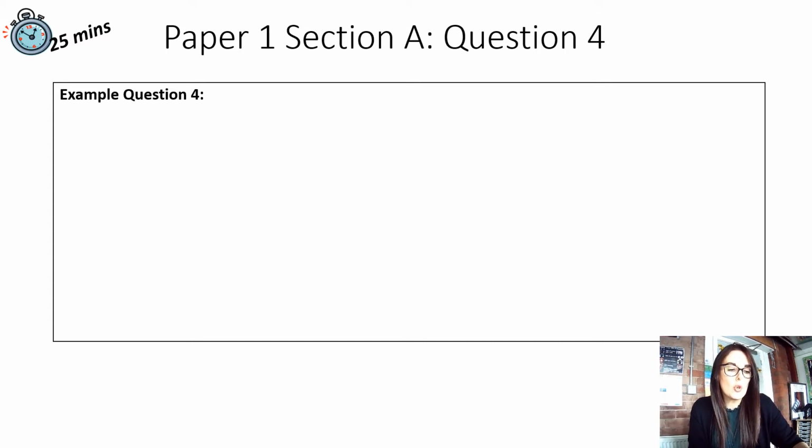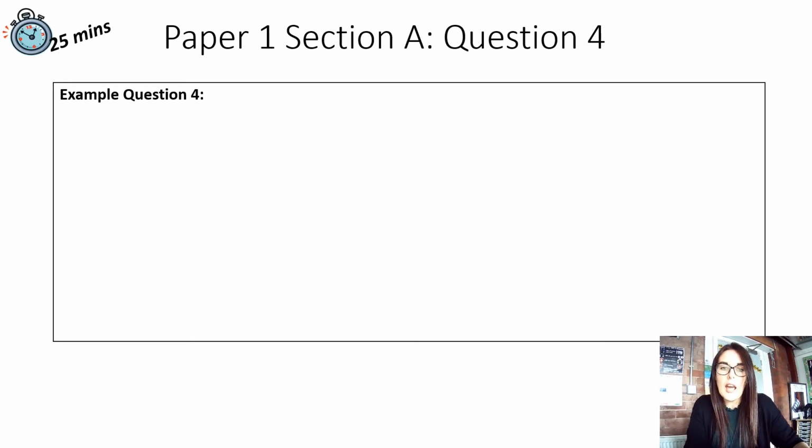So what you should always do is answer in the correct order. Just make sure you allocate the correct timing. Question 1, 5 marks, 5 minutes. Question 2, 10 to 12. Question 3, 10 to 12. Question 4, 20 to 25. Make sure you're allocating the right amount of time.